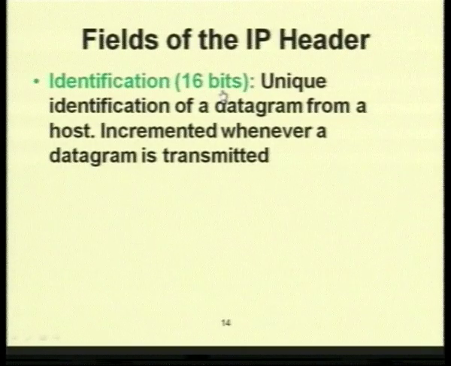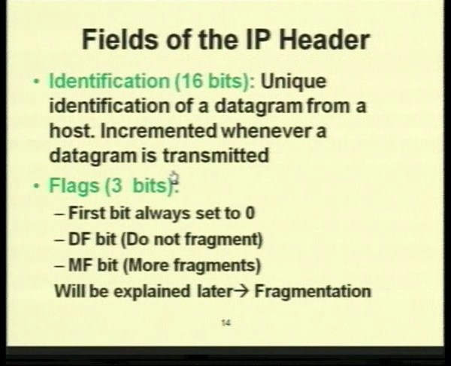Okay. The next field that we have is the identification field, a 16-bit field. This is a unique identification of a datagram from a host, and this is incremented whenever a datagram is transmitted. Then there are some flags that we have. There are 3 bits, 3 flags which are used. Of course, the first bit is always a 0, it is really not used, and then you have 2 other flags here, one called the do not fragment flag and one called the MF bit or more fragments bit. We will take a look at where these are used. These are actually used in something called fragmentation.